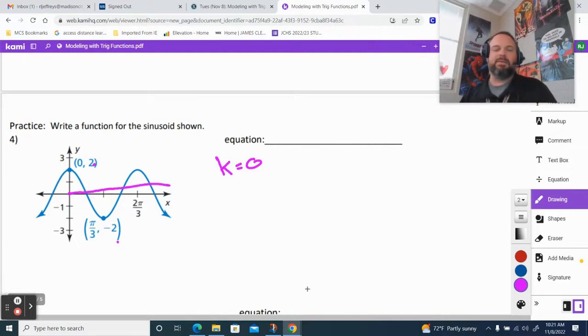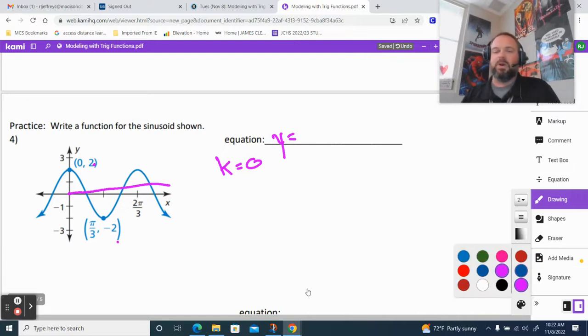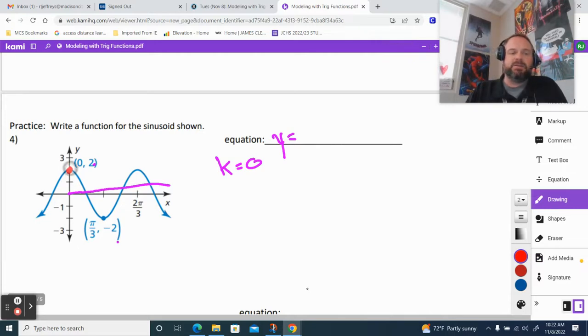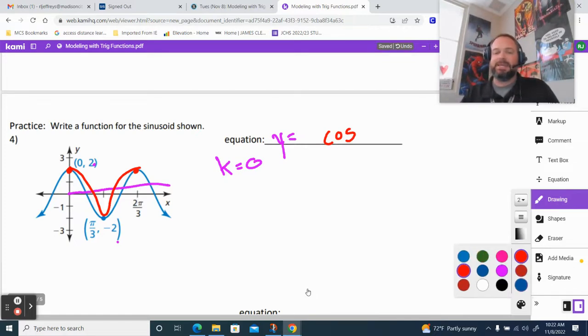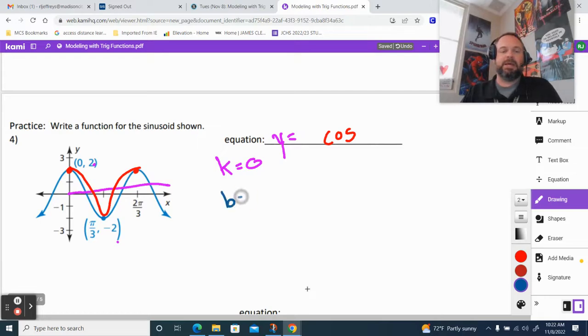Now, is it going to be sine or cosine? Well, let's look at where it starts. It starts right here, x equals 0. That's at a maximum point, and it makes like the cow head. So this would actually be cosine. I've got to find my b.